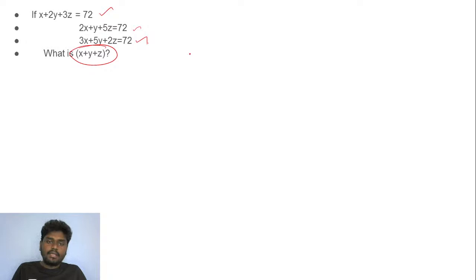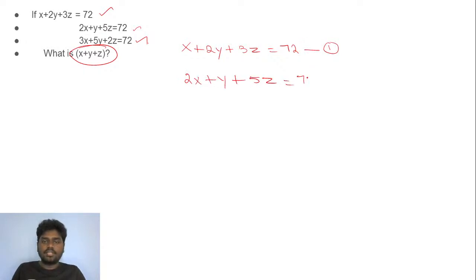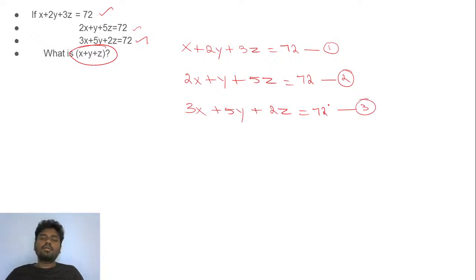Let me take x plus 2y plus 3z is equal to 72 to be equation 1. And I take 2x plus y plus 5z is equal to 72 to be equation 2. And again 3x plus 5y plus 2z is equal to 72 to be equation 3. Guys, you have got 3 equations and you are asked to find the value of x plus y plus z.